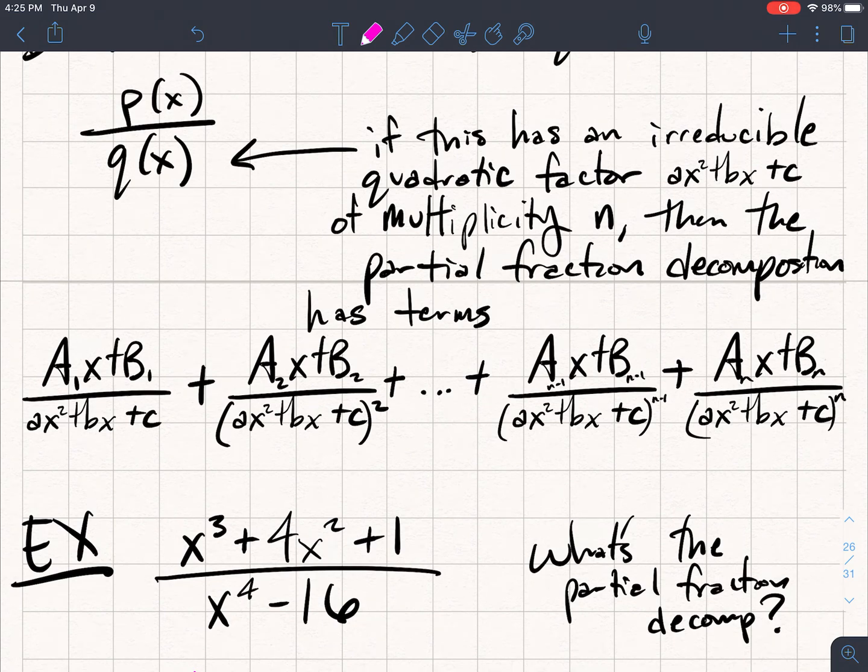Try this guy on for size. I bet you probably that there's an irreducible quadratic as a factor in that denominator. I don't know, maybe. Pause the video, write down the partial fraction decomposition.